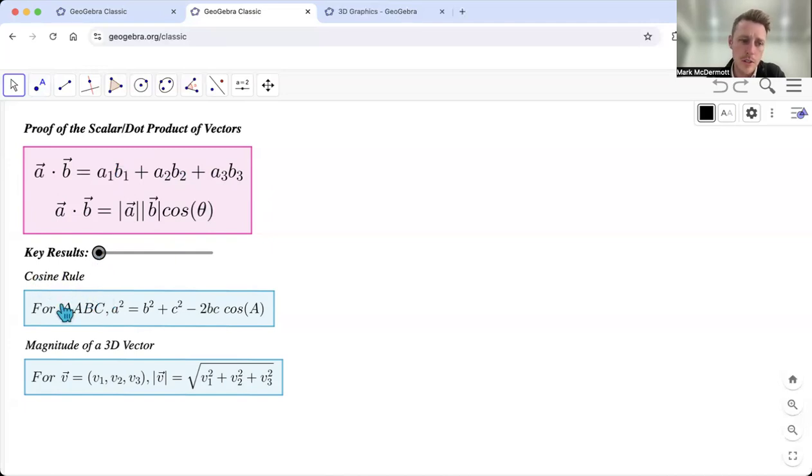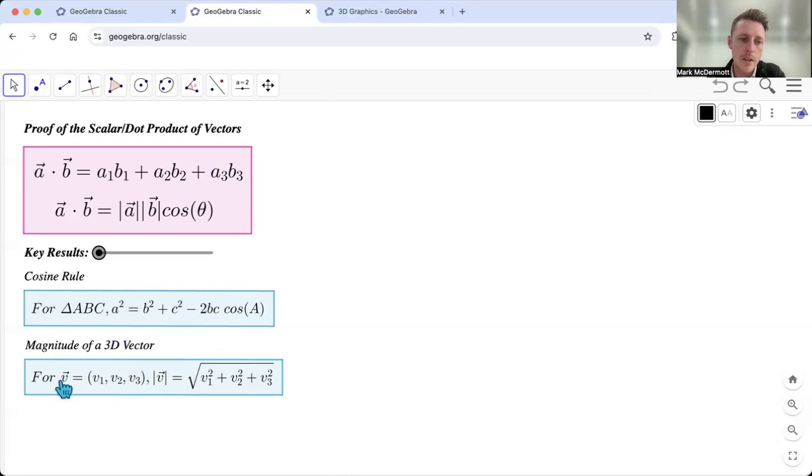A few key results you need to be aware of is what's called the cosine rule. When you're working with triangles, the cosine rule relates the side lengths and the angles, and it says for some triangle A, B, and C, the side length A squared is equal to B squared plus C squared minus 2BC cosine of the angle.